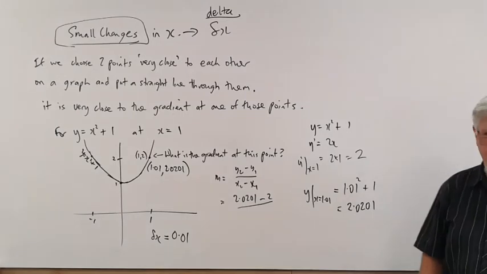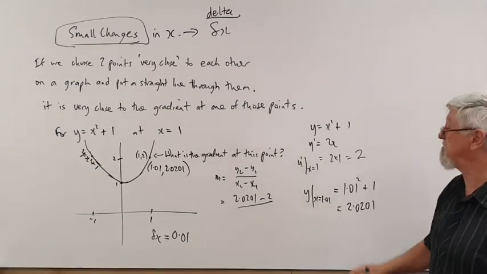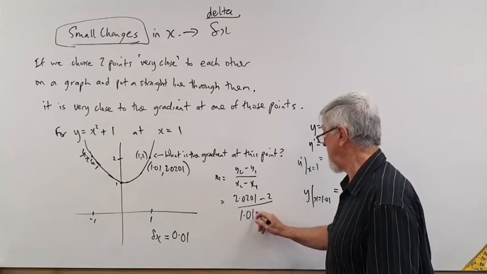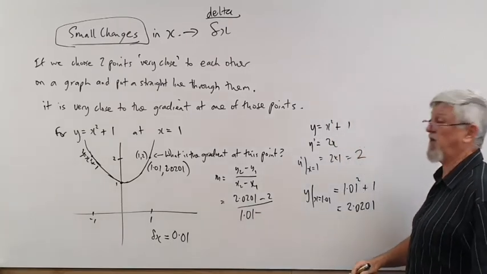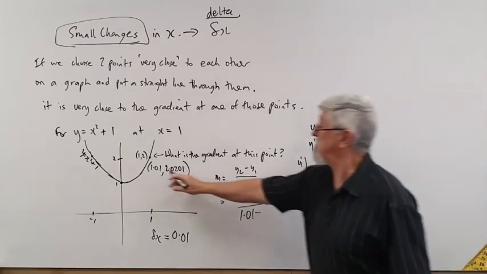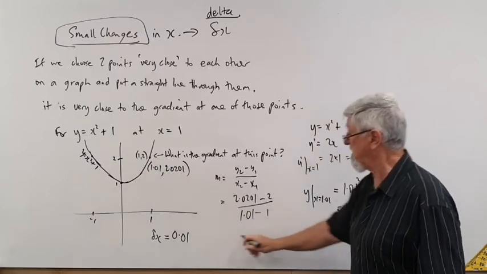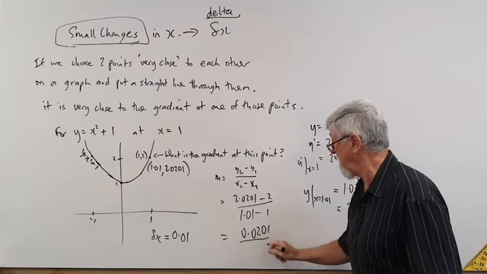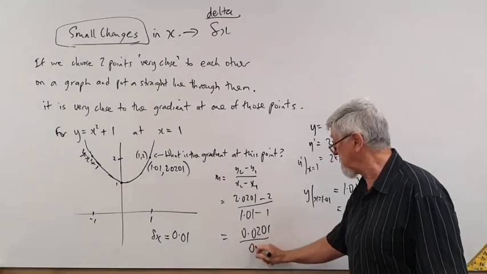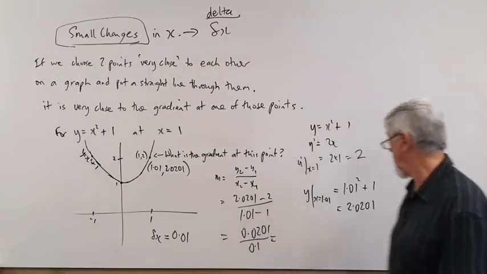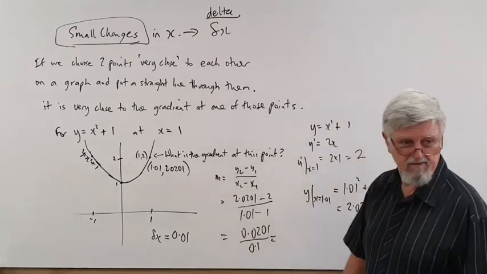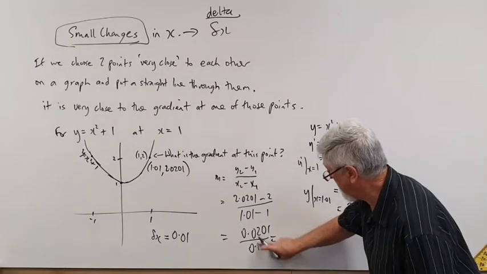I can't draw it. I've been thinking about ways of zooming in and doing it. This will be 1.01. The x2 value is 1.01 minus that. How many could have done that in your head? So that's 0.0201 over what? The answer is 0.01. Thank you, Ben.